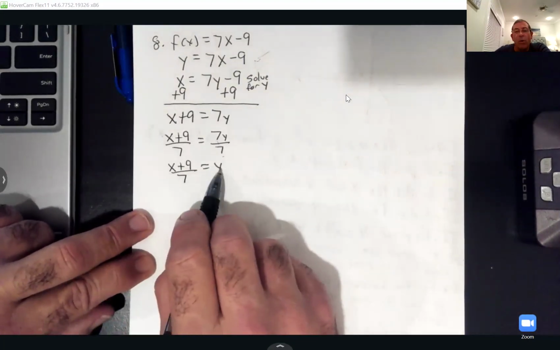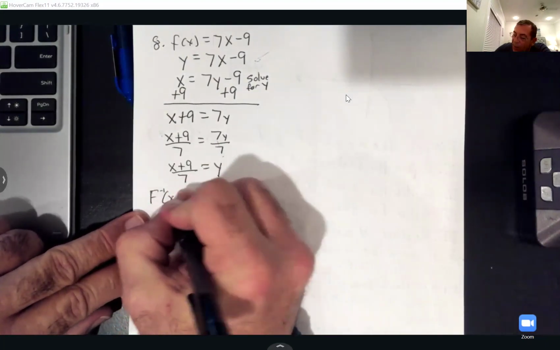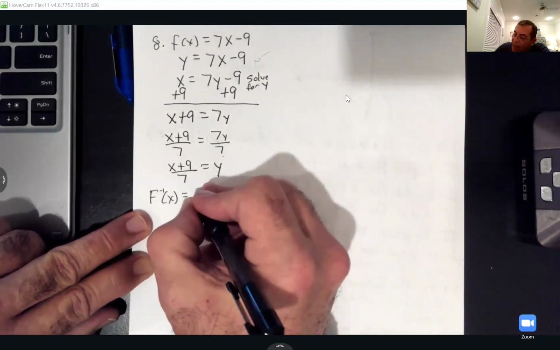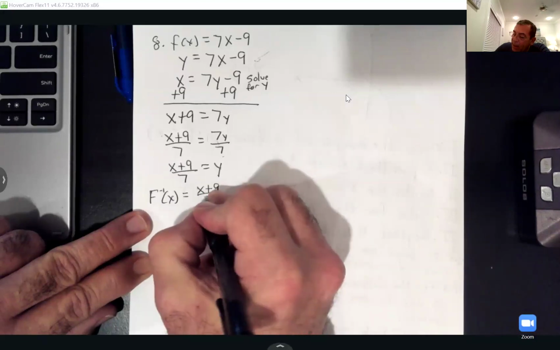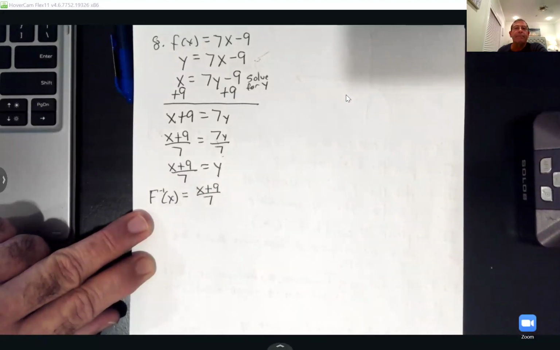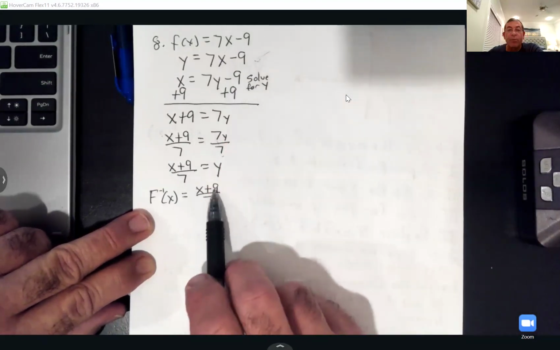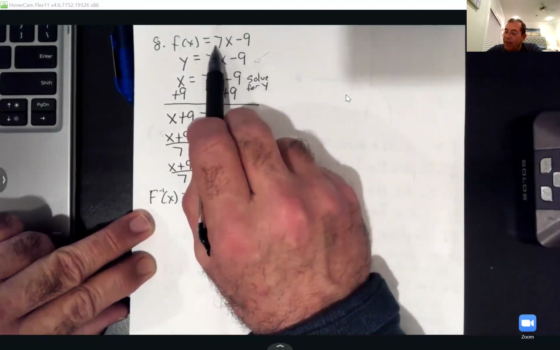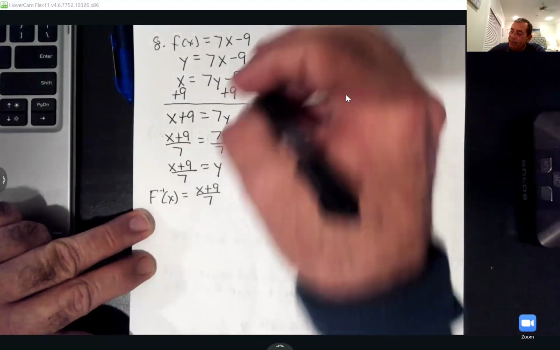So now we solved it for the y, and then finally replace the y with the inverse notation. And what you're putting in MATLAB is going to be the x plus 9 divided by 7. See, it's still opposite operations. Up here, the 9 was being subtracted. In the answer, it was being added. Up here, the 7 was being multiplied by the x. Down here, it's being divided.